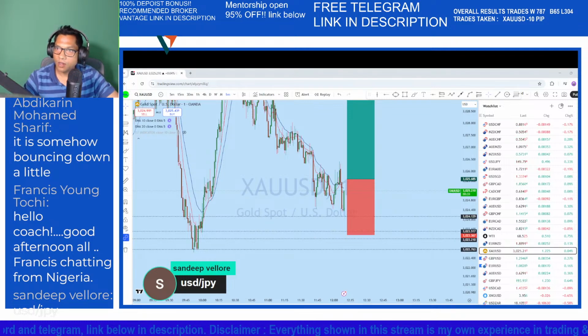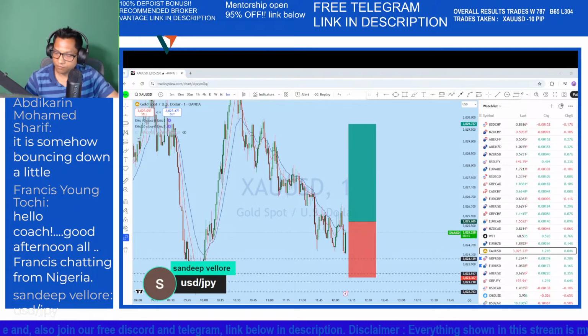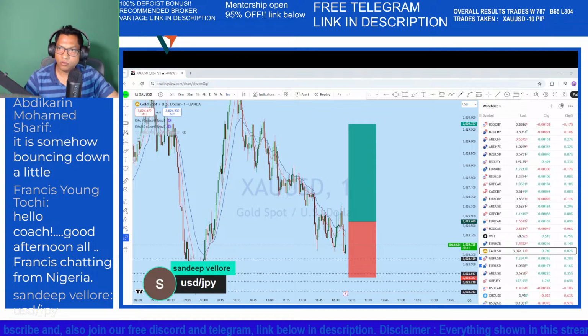So looking at a long pending order, buy stop at 3025.685, stop loss at 3023.367, and then the TP target will be 3029.730.